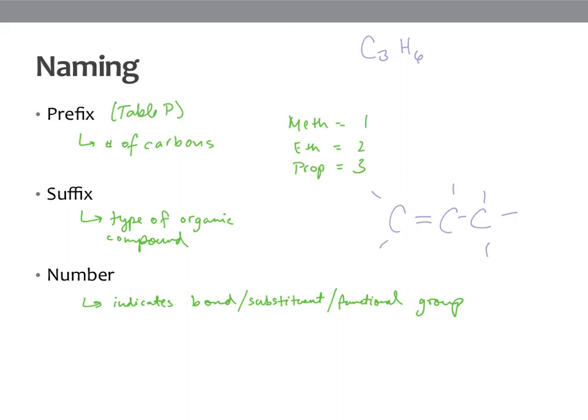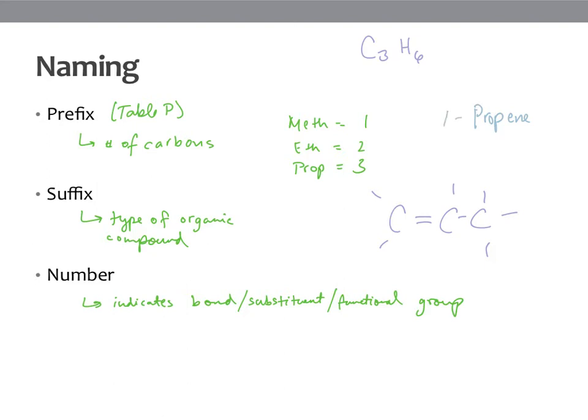Now, because there are 3 carbons, you have to look up on table P what the prefix is. It's prop. Because it's an alkene, we take that ending, propene, and then we have to indicate the number to show where the double bond is. So we put a number 1 because it's right after the first carbon.